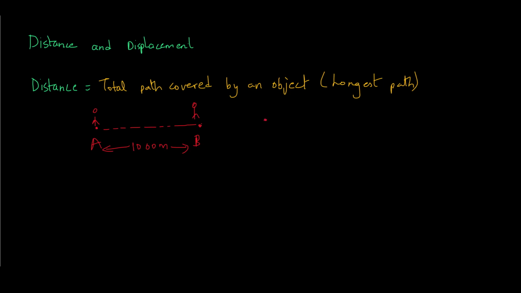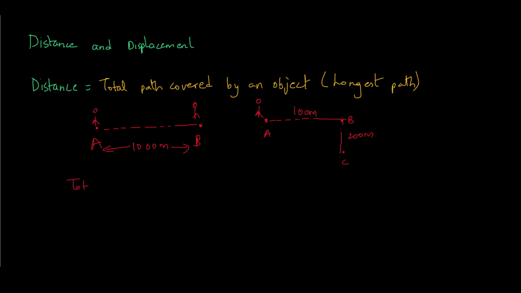Another example, if you consider an object at position A which has to go to position C, but there is some other point where it has to stop. So it is going from position A to position B and then from position B to position C. Here if AB is 100 meter and BC is 200 meter, then the total distance will be AB plus BC, that is 100 plus 200, which equals 300 meter.